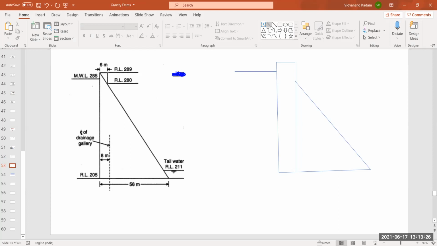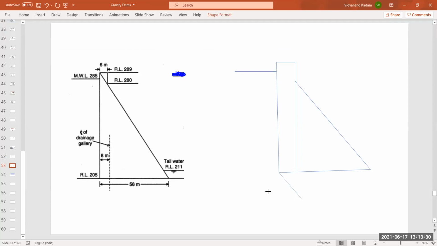Here various levels are shown. With reference to these levels, let us find out the height of the water in the dam. So see here in this figure, maximum water level is given as 285 RL, whereas the base of the dam is 205 RL. So what is the height of water in the dam? What will be the height of water in the dam with reference to these given RLs? It is 80 meter. Correct.